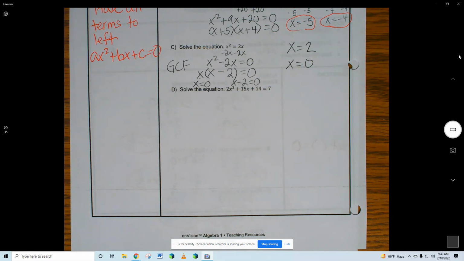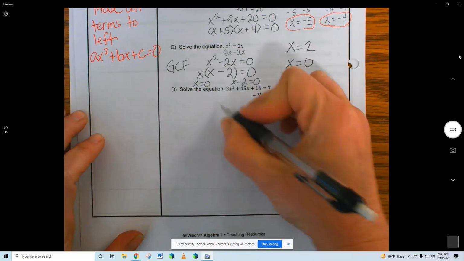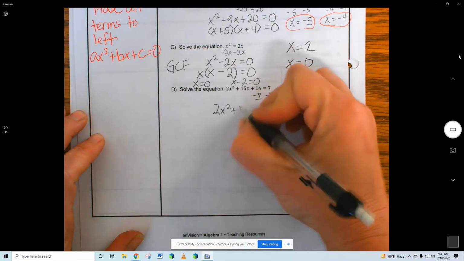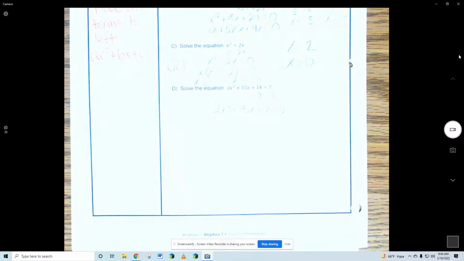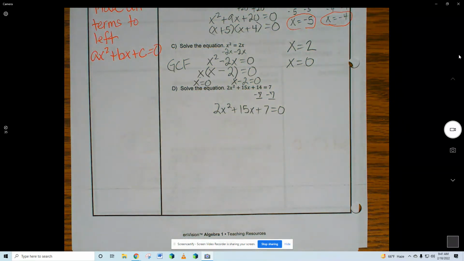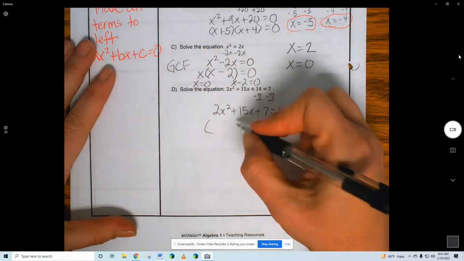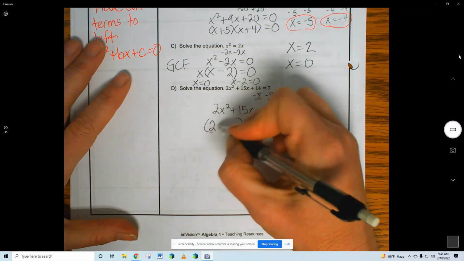Go ahead and take a break. Move the 7. It has to go with the 14. I would not do the 7 with the 15x. Those are not like terms. I would not put the 7 with the 2x squared. Those are not like terms. So now I'm actually doing my factoring, but this has an A. The 2 in front changes things. Obviously, the A is 2x squared. That's going to be 2x times x.